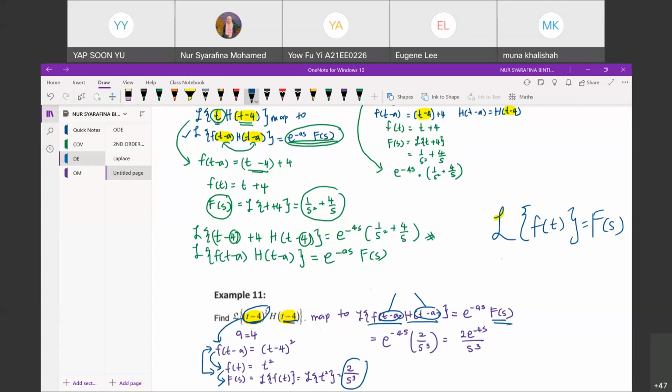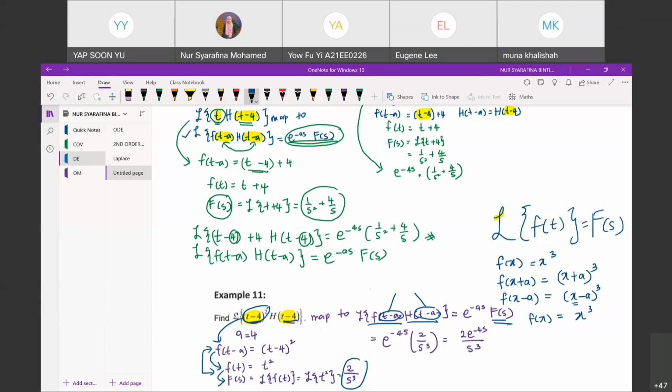Let's say you have f(x) equals x cubed. Let's say you want to have f(x plus a). Then it becomes (x plus a) cubed. Let's say f(x minus a). Then it becomes (x minus a) cubed. But if you want to have f(x) back again, you know that it is x only, x cubed. We just omit the constant there.